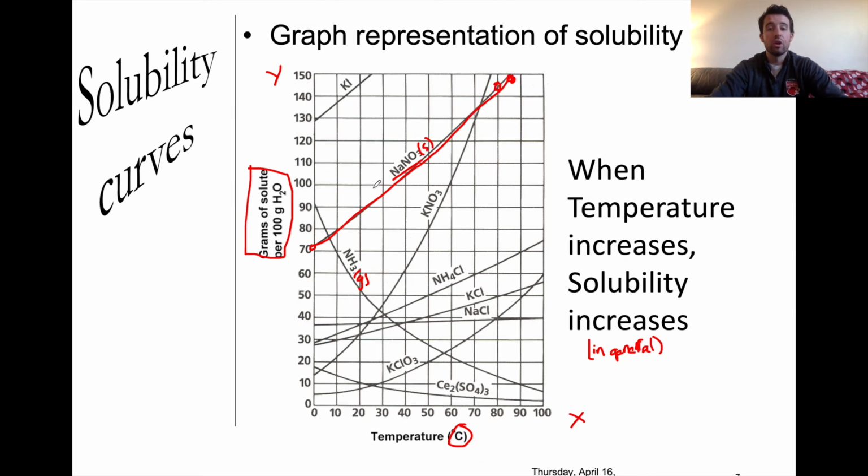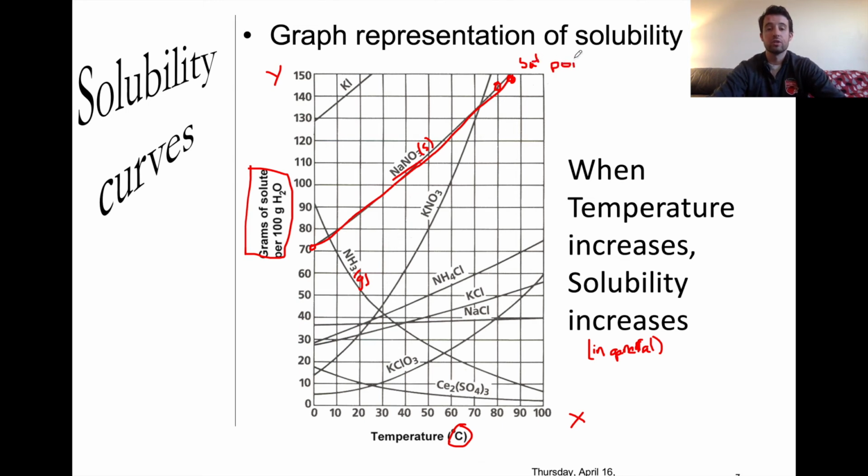Now, to be fair though, I could still have less. This line right here is kind of the saturation point. So for NaNO3, for example, I could still dissolve 10 grams of NaNO3 at any one of these temperatures. That would be fine. That would totally happen.